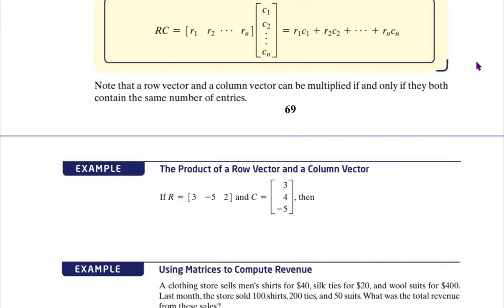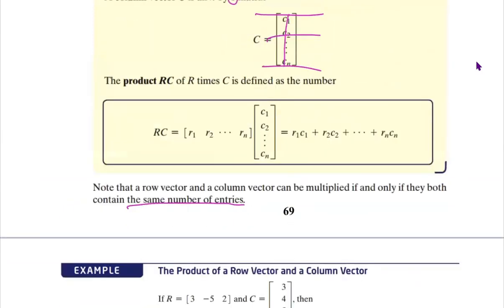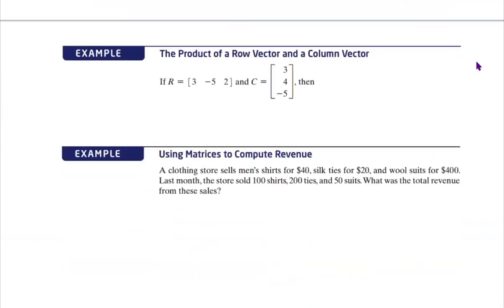So we need to note that a row vector and a column vector can be multiplied if and only if they both contain the same number of entries. So you see in this case, we had n entries for the row vector and n entries for the column vector. So because they have the same number of entries, then you can multiply them. Otherwise, the product is impossible if the row vector and the column vector don't have the same number of entries. So let's look at this example.